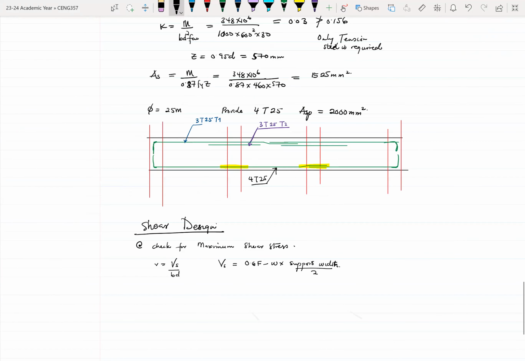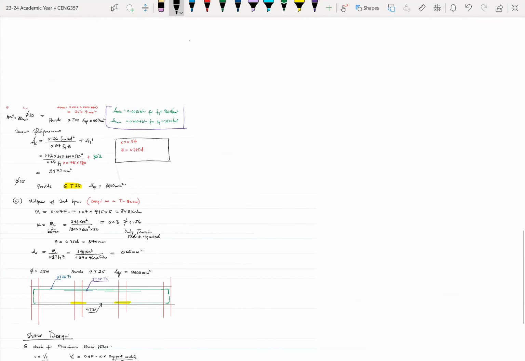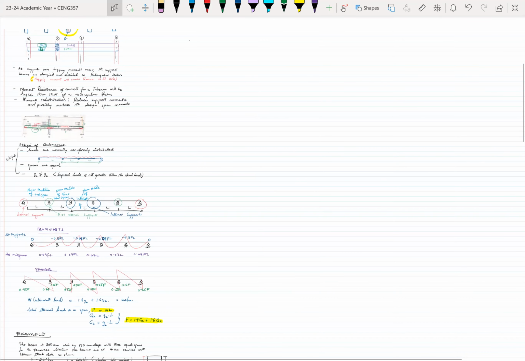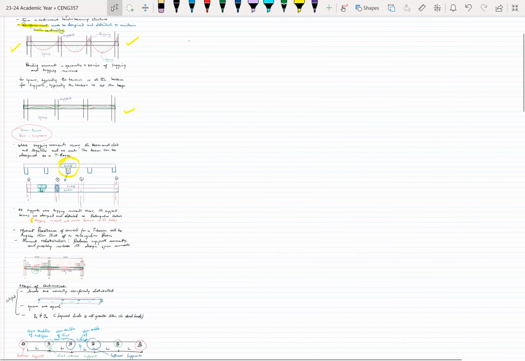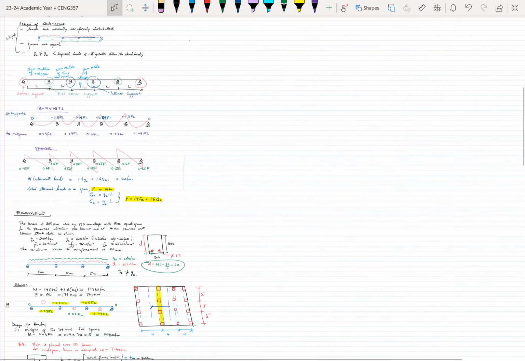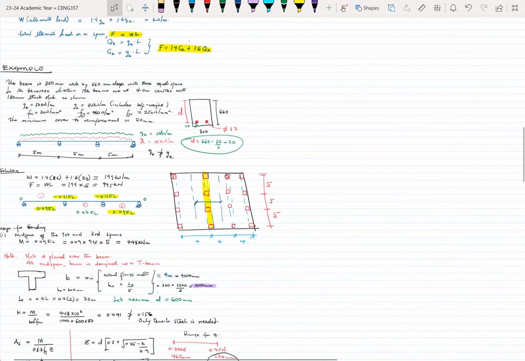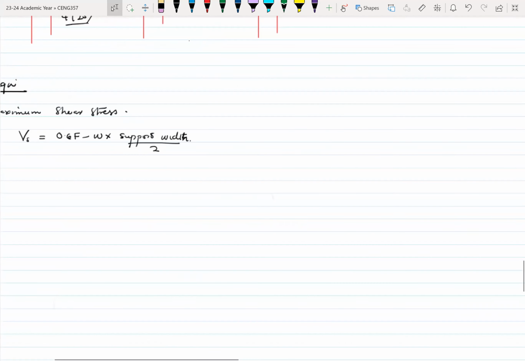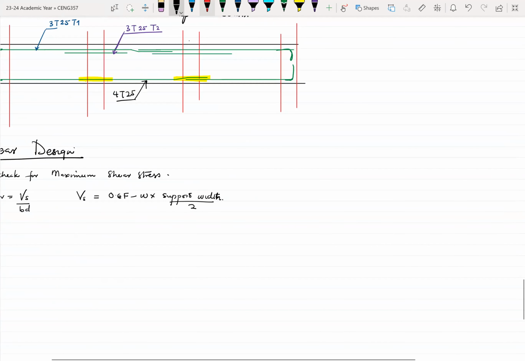So let's say that our support, I don't think I gave you, did I give you anything about the support? So let's go back. Let's see, for example. Okay, so let's assume a value for the support width. So that's the column, the size of the column. It's equal to 300 millimeters.